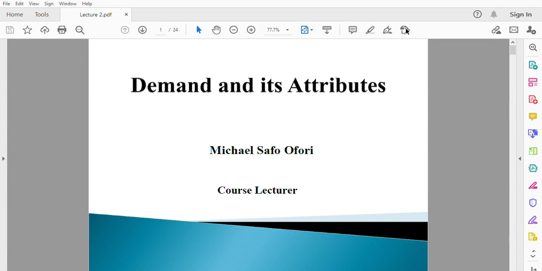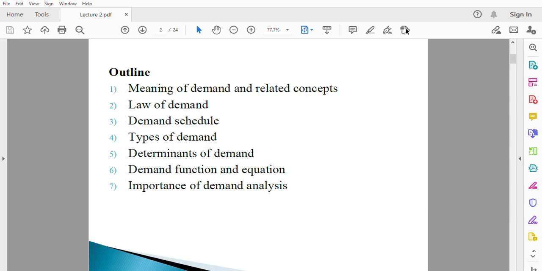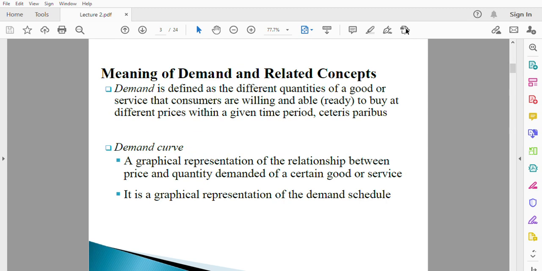Today we are going to talk about demand and its attributes. So this is our outline. We'll start with the meaning of demand and related concepts. Then we will look at the law of demand schedule, types of demand, determinants of demand, the demand function and equation, and then the importance of demand analysis.